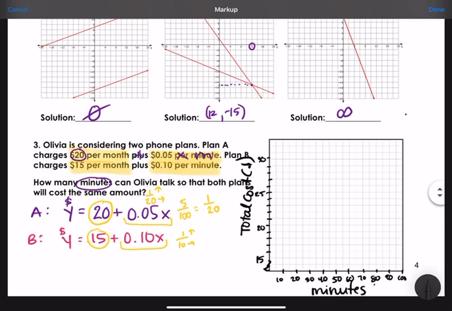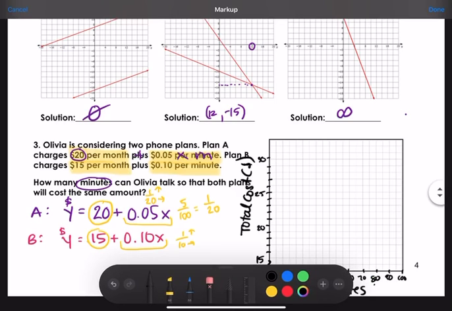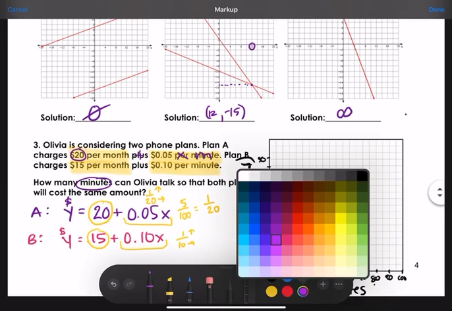Okay, so that's how I would recommend setting up the graph, and I discovered this by trial and error. I tried a couple different scales, and then I realized this one works pretty well. Because I want to see my point of intersection. If my point of intersection isn't going to happen until way off the graph, then I'm not going to be able to find my answer using this method.